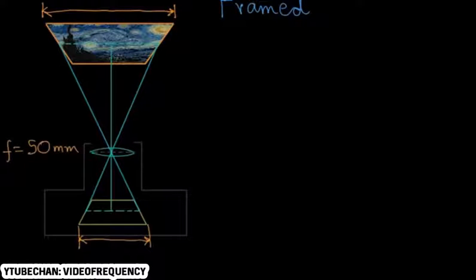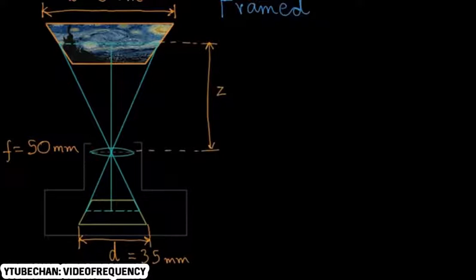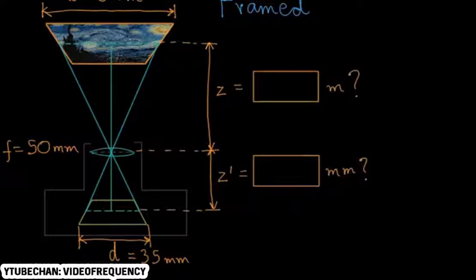Let's assume that your camera lens has a fixed focal length of 50 millimeters. Your sensor width, denoted by D, is 35 millimeters, and the width of the painting, W, is 0.7 meters. Now with your knowledge about field of view, can you figure out how far the lens needs to be from the painting and how far the image plane needs to be from the lens to capture the desired image in focus? Be mindful of units when calculating your answers.